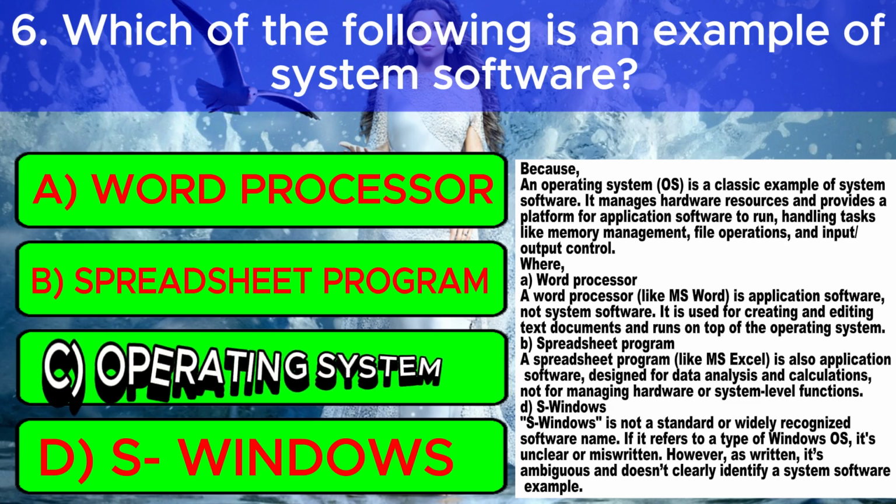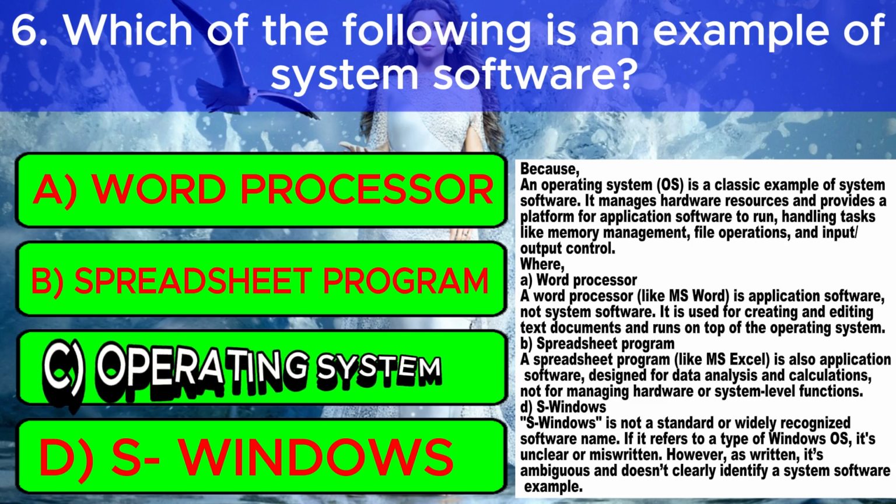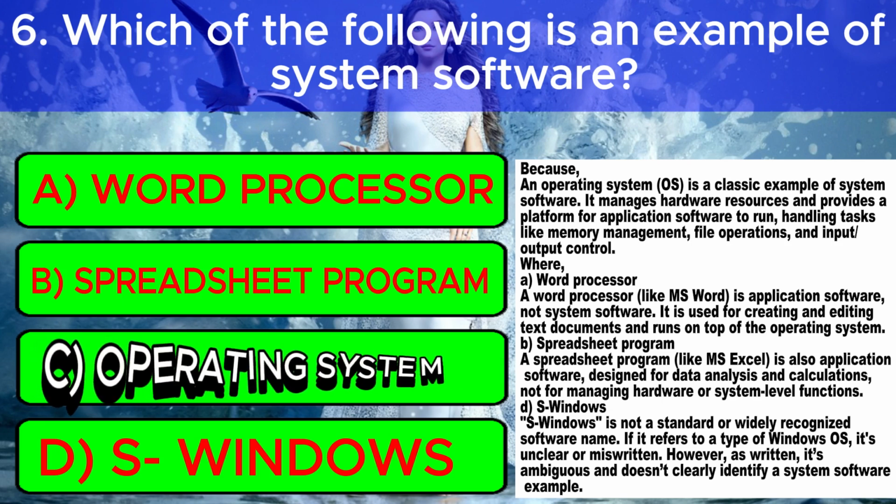Where? A. Word processor. A word processor, like MS Word, is application software, not system software. It is used for creating and editing text documents and runs on top of the operating system. B. Spreadsheet program. A spreadsheet program, like MS Excel, is also application software, designed for data analysis and calculations, not for managing hardware or system-level functions.